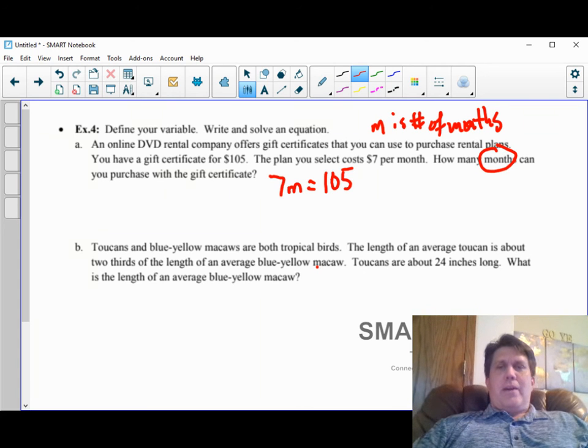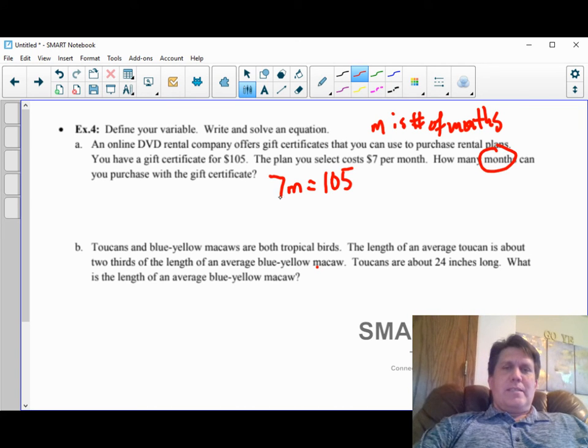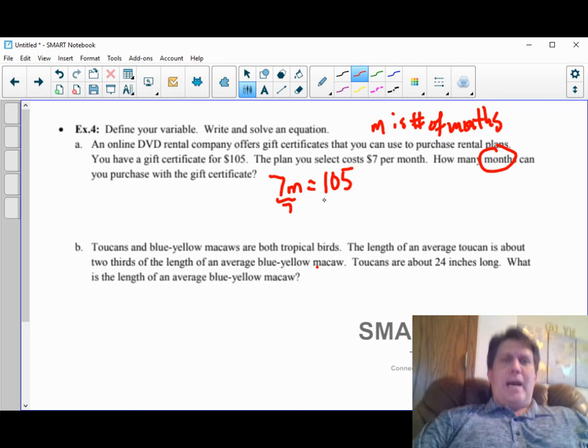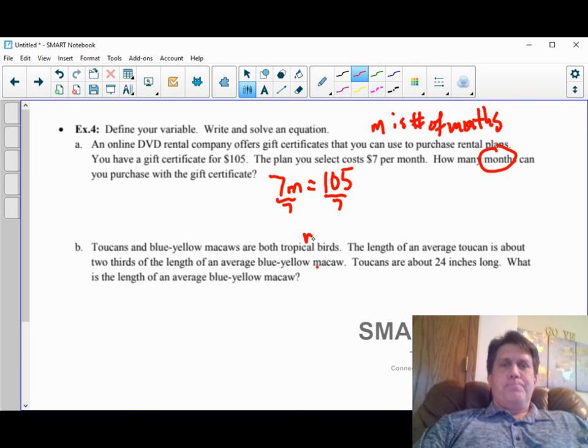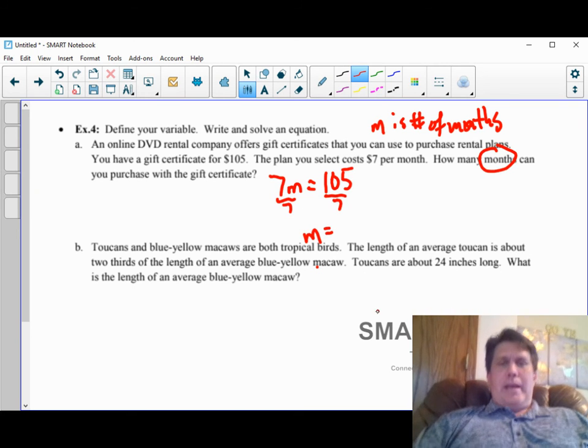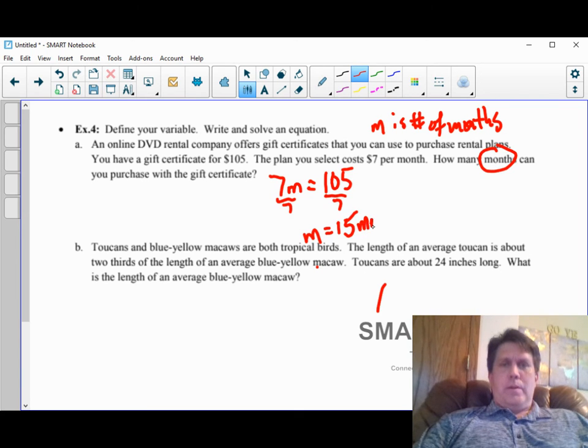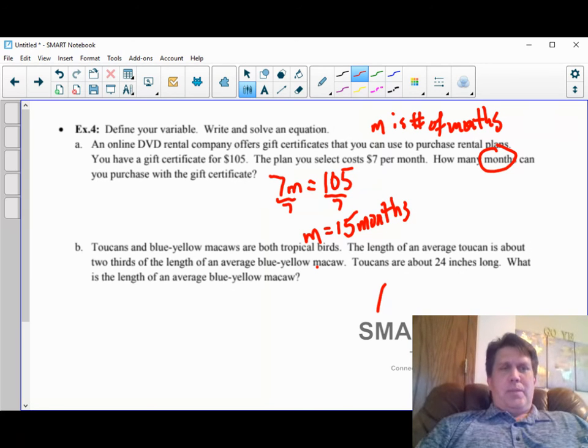Now we want to figure out how many months. So this is 7 times M. We're going to do the opposite. We're going to divide by 7. And M should be 15. So that gift certificate should help us for 15 months.